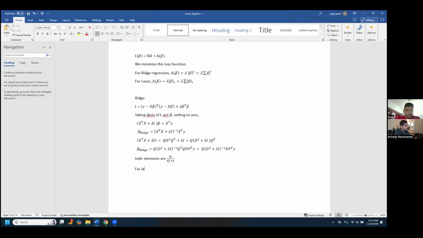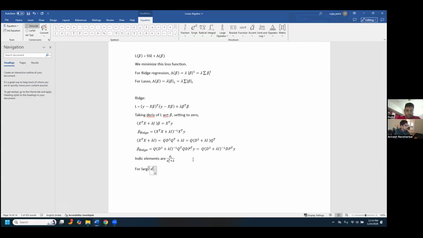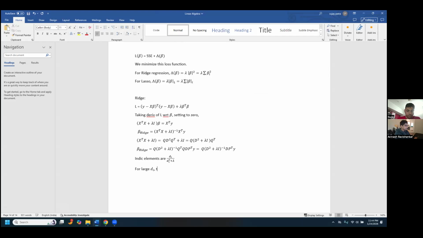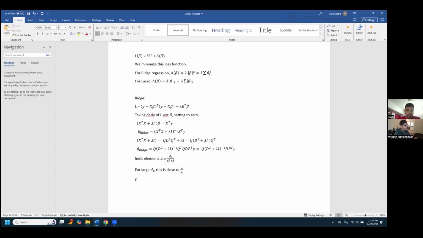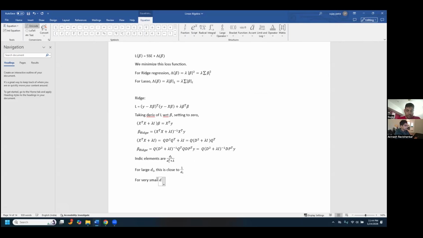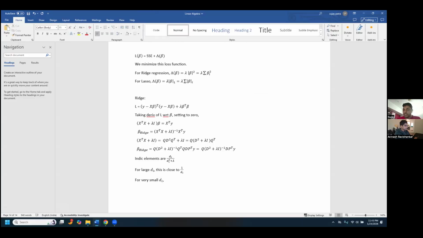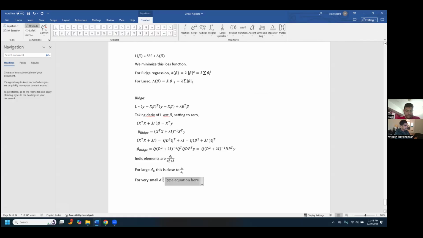So for large di, this is close to 1 over di. And then for very small di, the opposite thing will happen, because di squared is very small. If di is small, di squared is even smaller. So the lambda will dominate, and we get di over lambda.